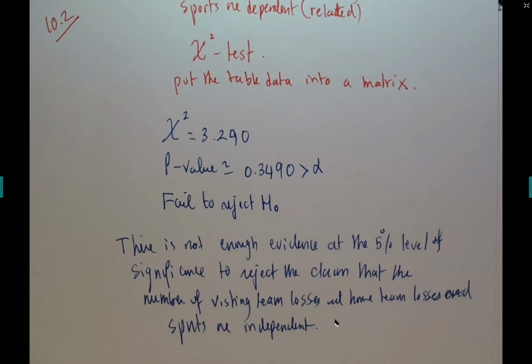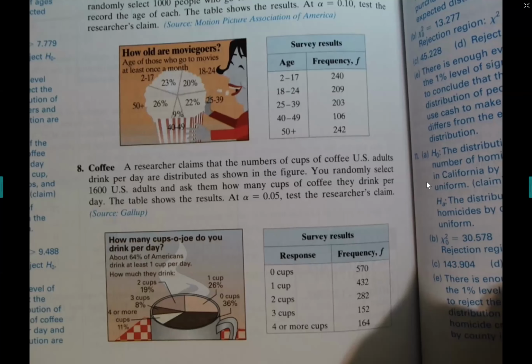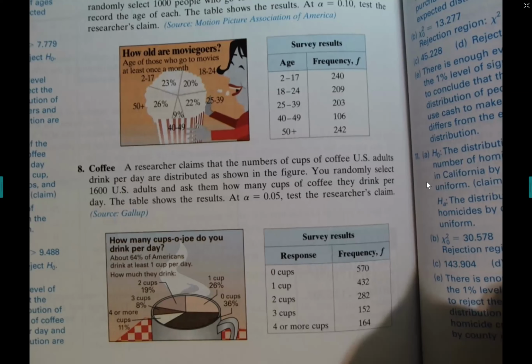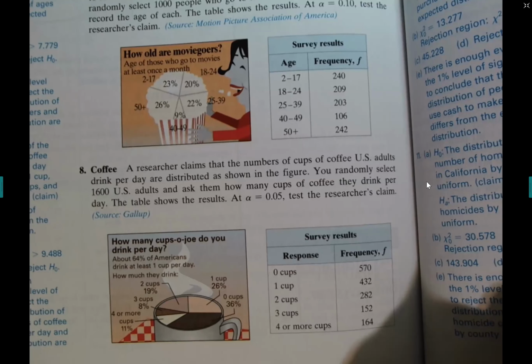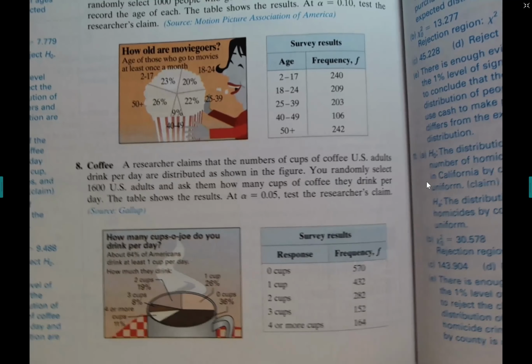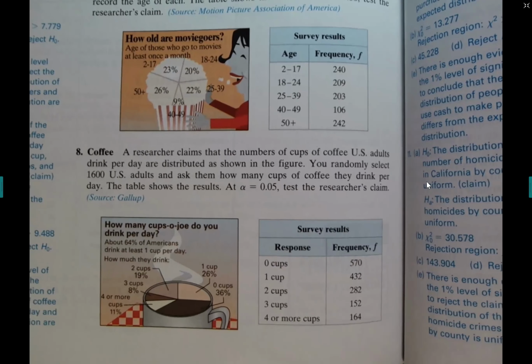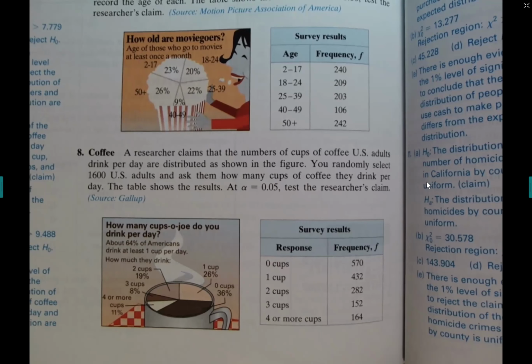Okay. Now what I'm going to do, guys, is an example from section 10.1, just to review section 10.1. Number 8, on page 532. A researcher claims that the number of cups of coffee US adults drink per day are distributed as shown in the figure. So this is what he believes, that 26% of Americans drink 1 cup.